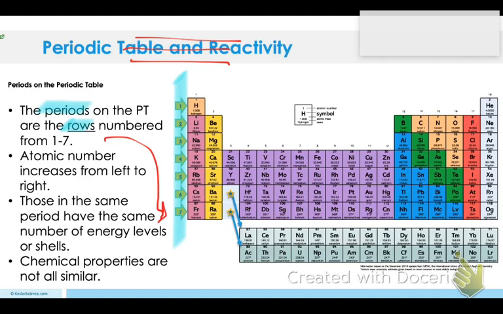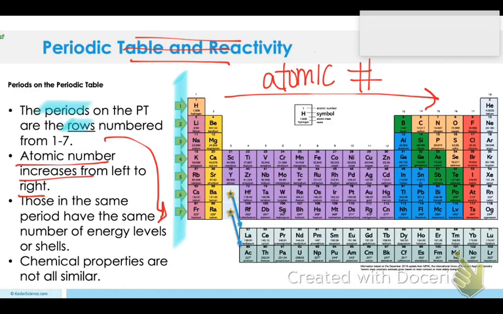The atomic number is going to increase from left to right. We talked about that. Hydrogen is 1, helium is 2. It's increasing from left to right, and then you're going to go down each time.